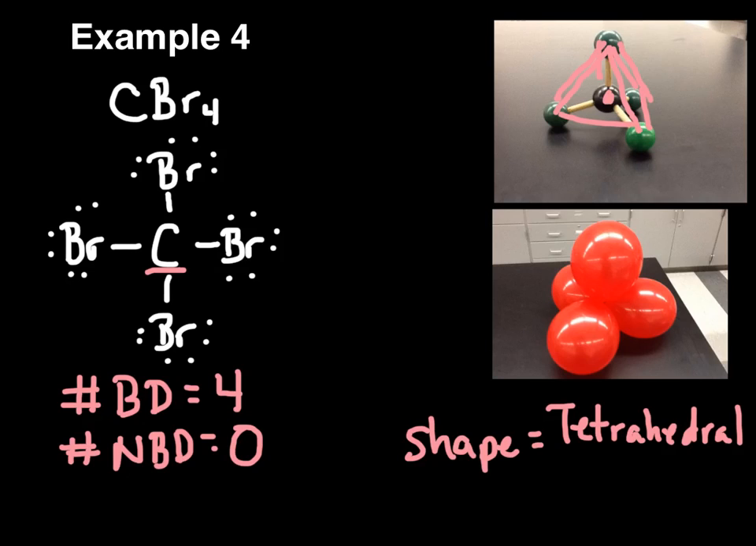This balloon model has the same thing. You can see that right here in the center, this is raised up a little bit, and if we looked at this, there would be 4 equal faces of kind of like triangle shape if you looked at the bottom and the other side right there. So anytime you have 4 bonding and 0 non-bonding, it's going to be tetrahedral.